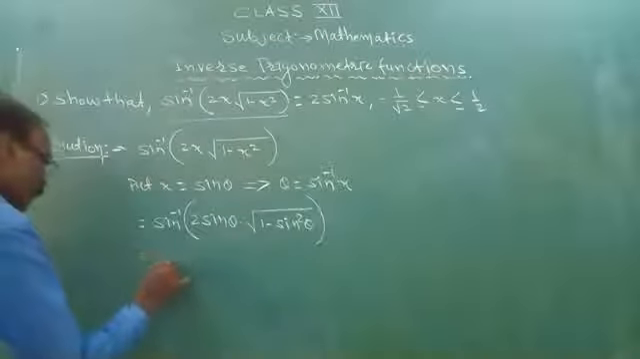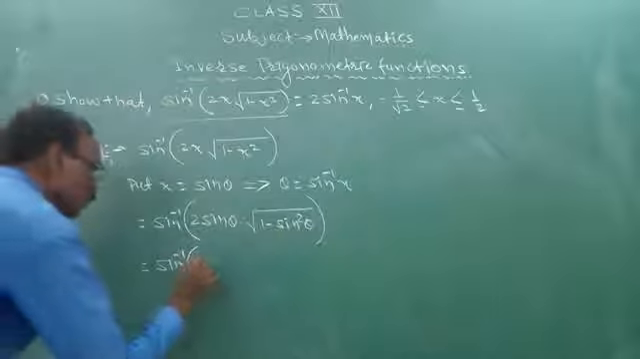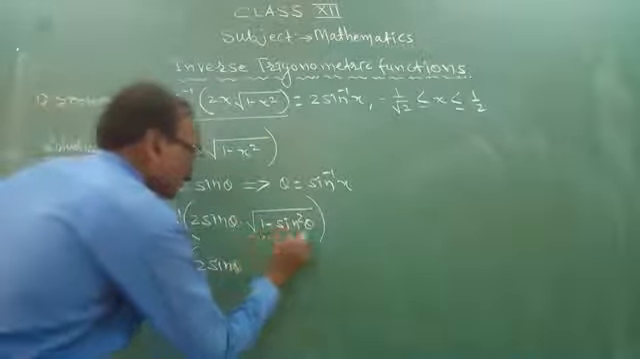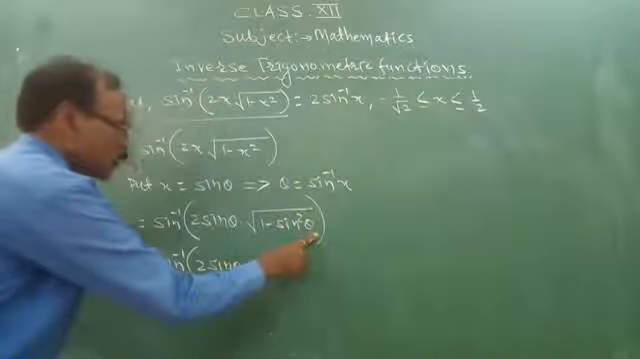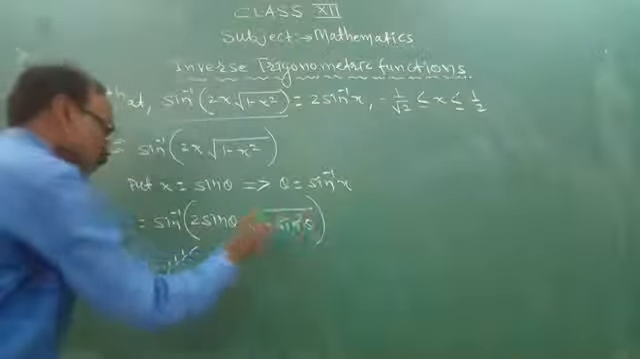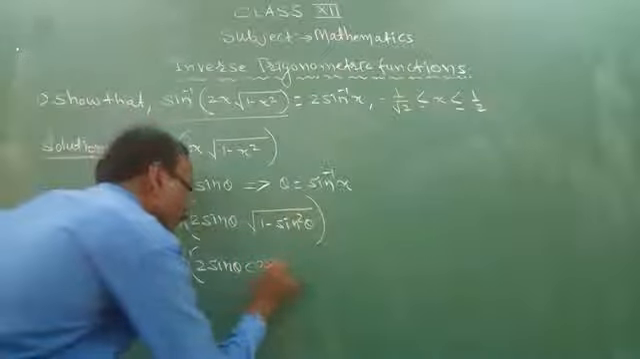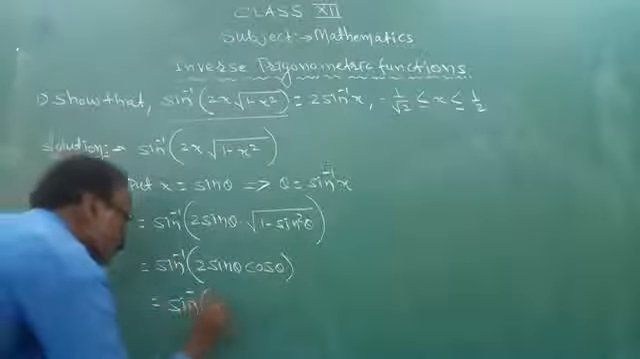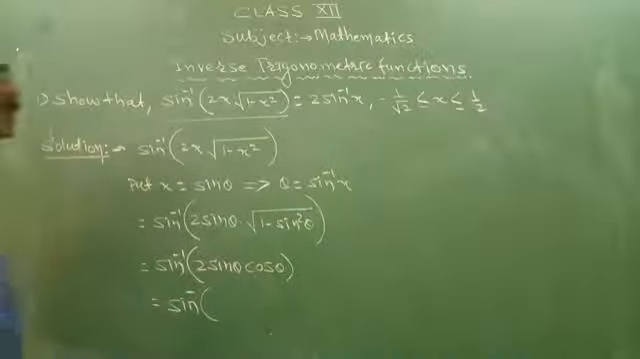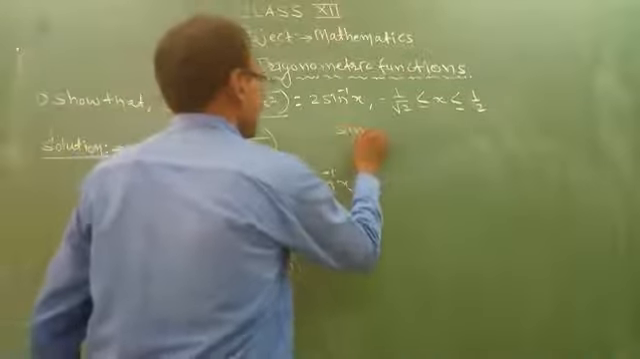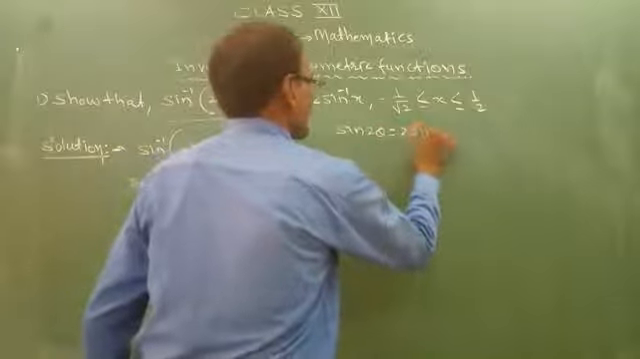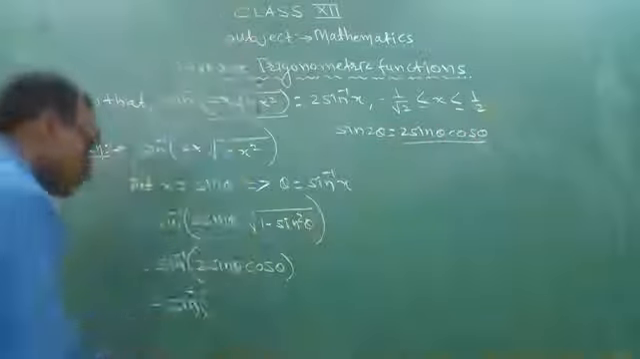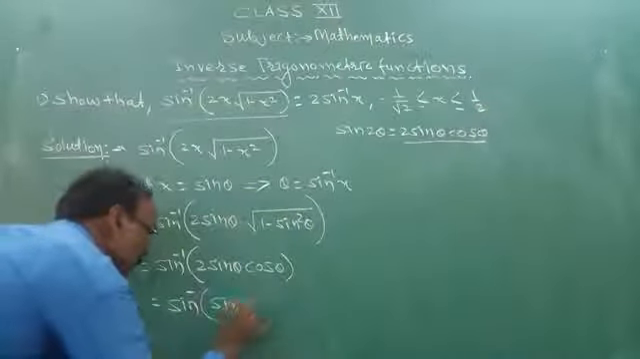So equals sin inverse 2 sin theta under root 1 minus sin square theta. This 1 minus sin square theta means cos square theta. So it is in square root, so it will be cos theta. So this is sin inverse 2 sin theta cos theta. Sin 2 theta formula: sin 2 theta equals 2 sin theta cos theta. So this is 2 sin theta cos theta, which means sin 2 theta.